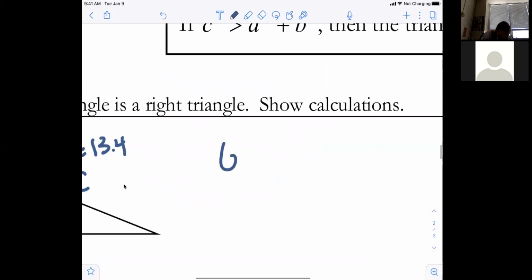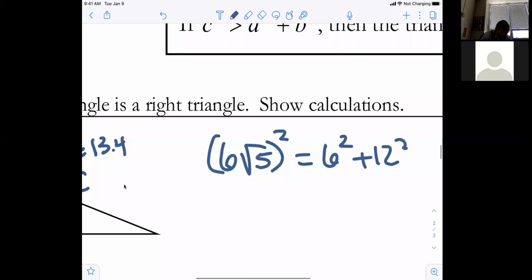So we're going to do 6 root 5 squared equals 6 squared plus 12 squared. And I put a question mark because I'm like, is it? We don't know. Now you might see 6 root 5 squared and immediately be like, what do I do now? Anyone think that? Maybe yes, maybe no. I want to square 6 and I want to square root 5. What is 6 squared? 36. The square root of 5 squared, anyone know what that is? That's just the square root of 5.